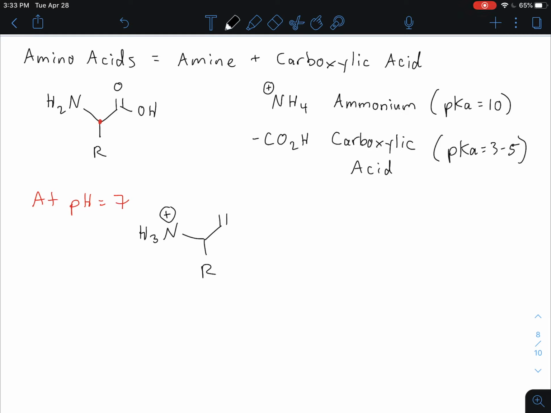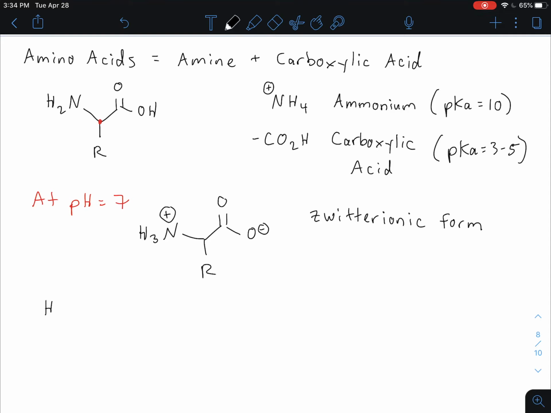So normally when we think about the structure of an amino acid at pH 7, the amine is protonated as ammonium, and the carboxyl group is deprotonated as a carboxylate. So you may have talked about what we call the zwitterionic form of a molecule, and that just means that there's 2 charged ends, but in this case the molecule is neutral overall. So this is what we call the zwitterionic form.